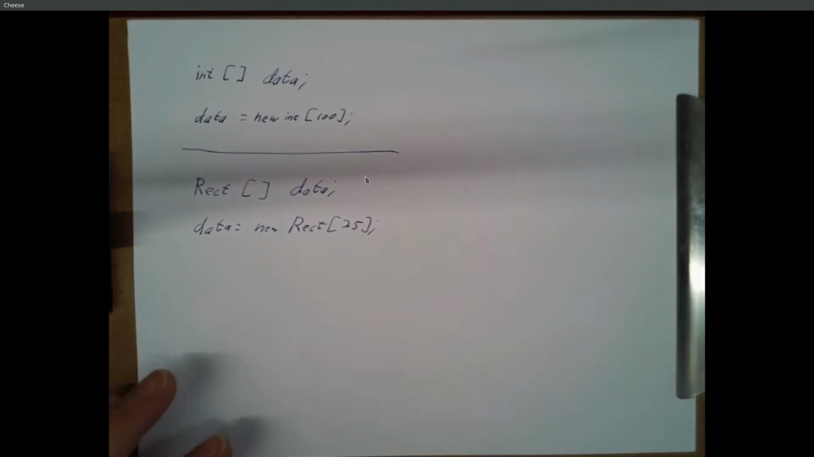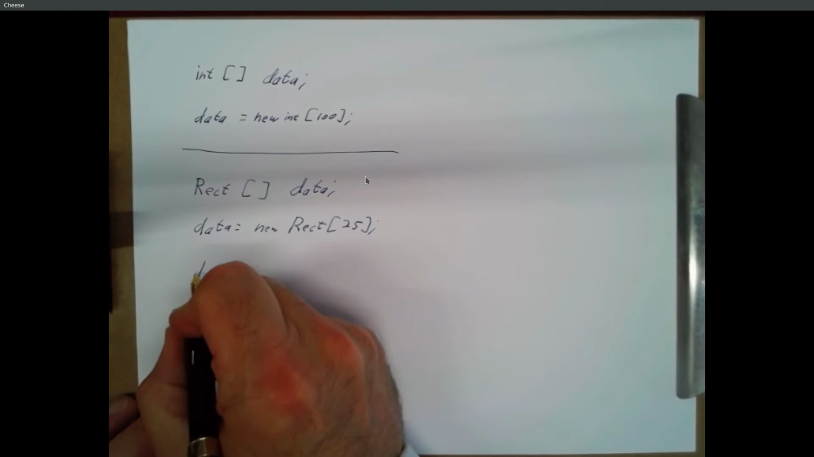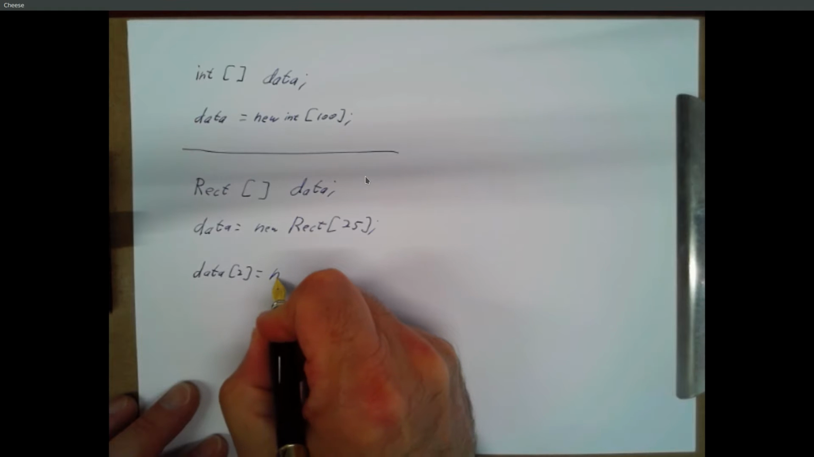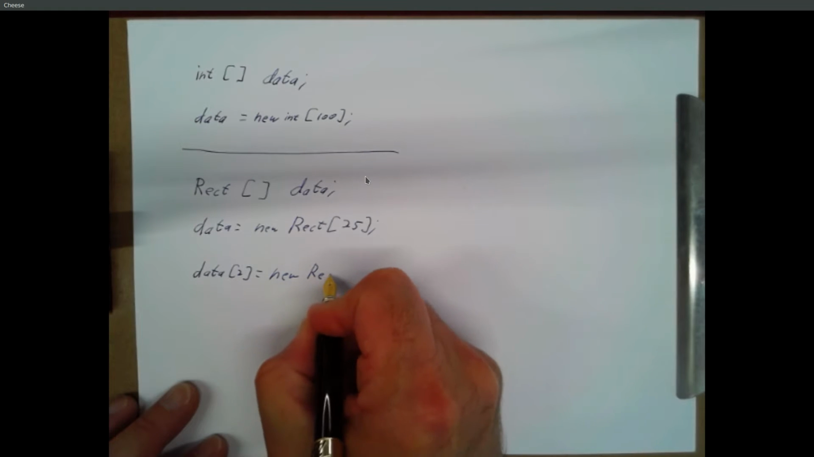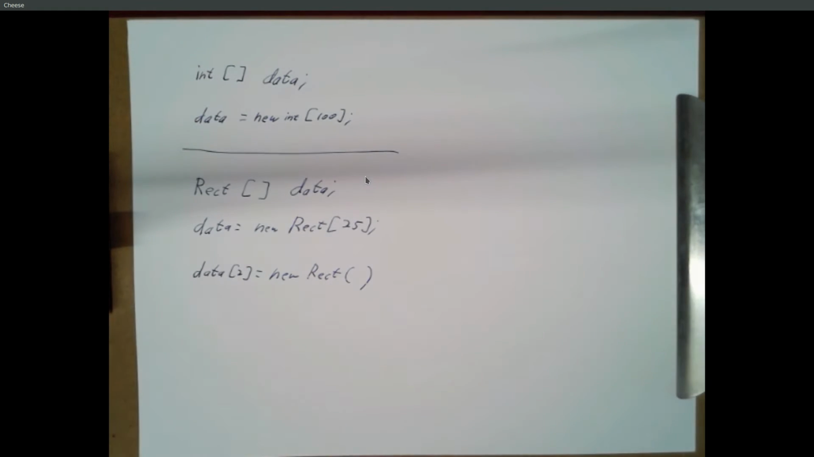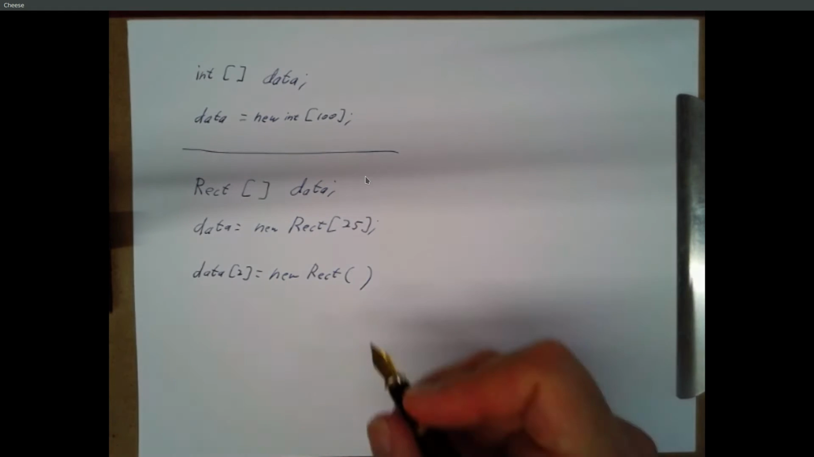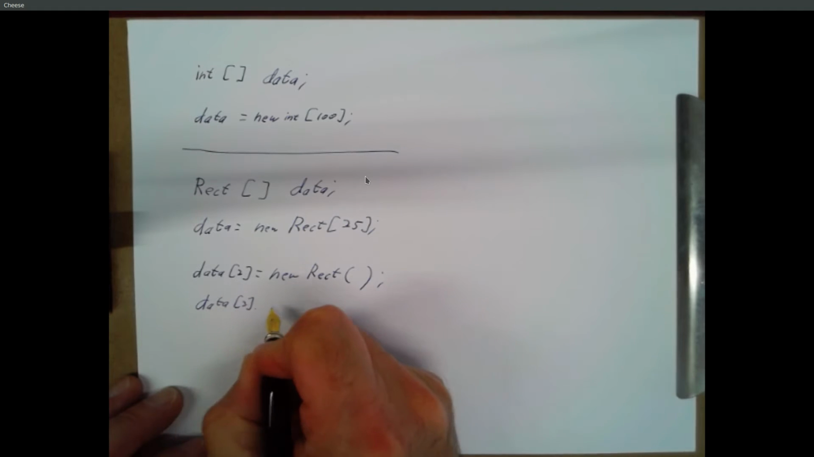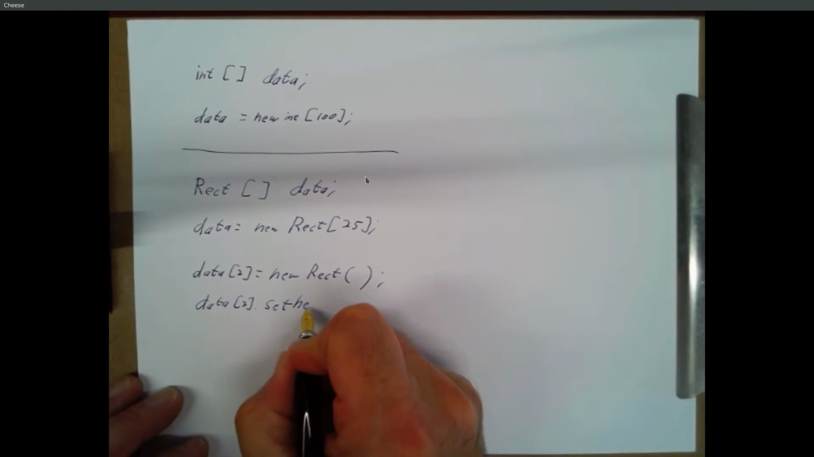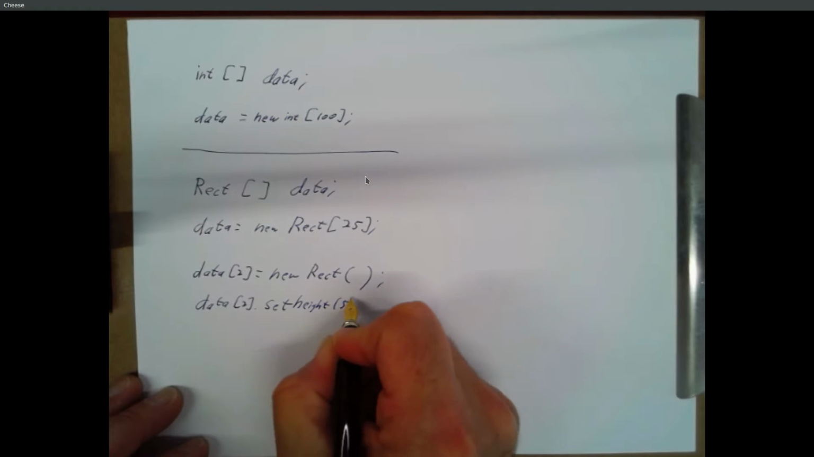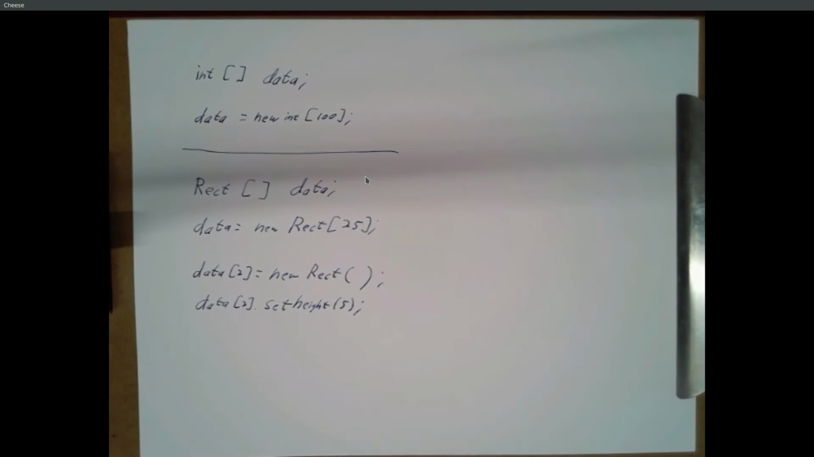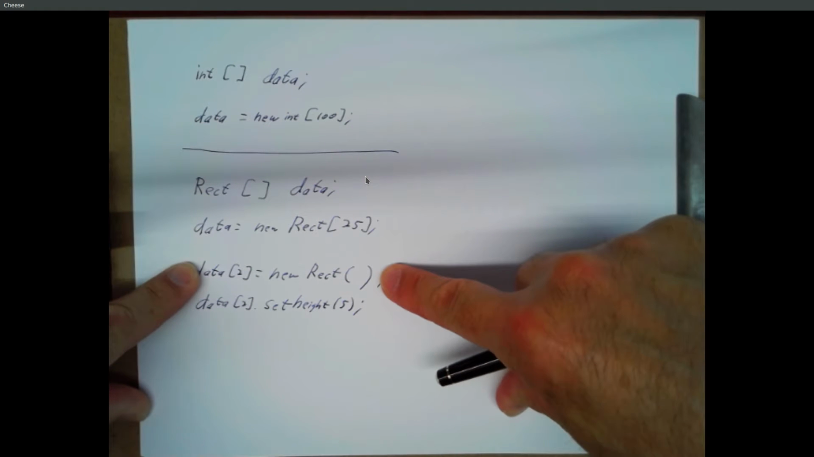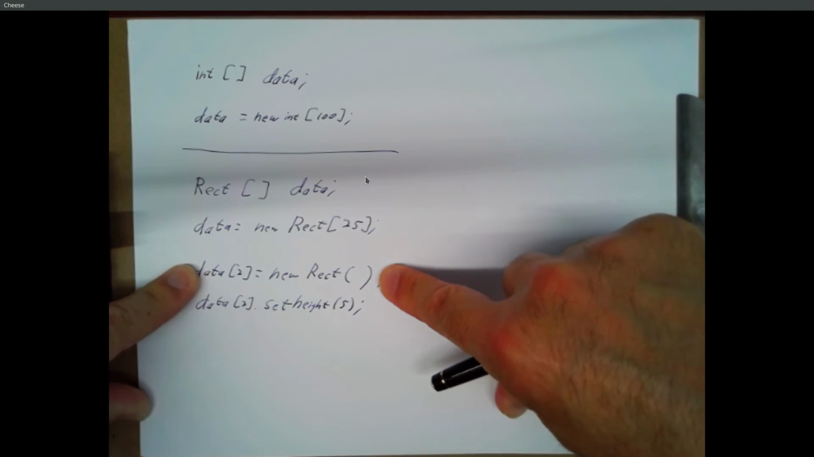So if we want to use data bracket 2, we have to construct a rectangle. And then we can do something like data bracket 2 set height or whatever. And if we try to do this without doing this, right, we'll get a null pointer exception.